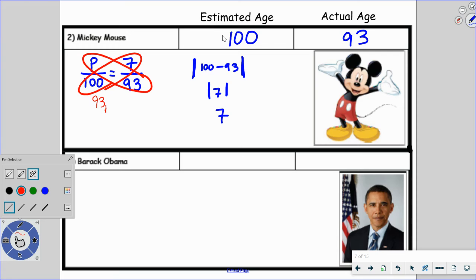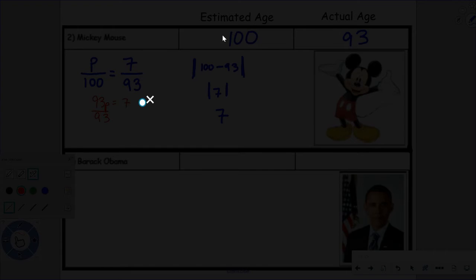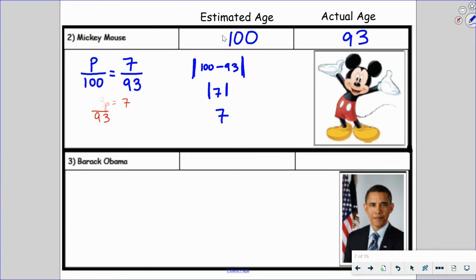Let's go ahead, find our cross products. 93 times p is 93p. 100 times 7, 700. Go ahead and divide by, oh, don't do disappearing ink on me. Just one of those days, folks, just one of those days. All right, let's go back. This might be a little thicker than I'd like, but I'm going to have to deal with it.